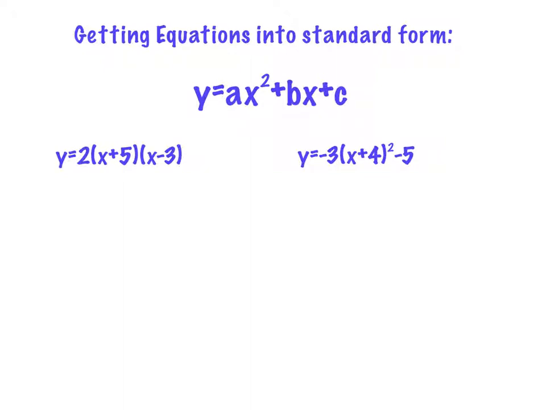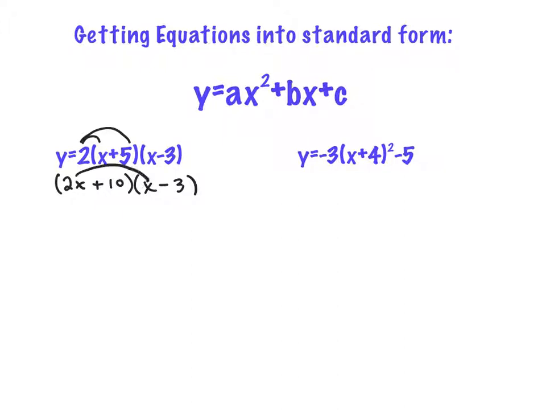First off, when I have factored or intercept form, I want to do something with this coefficient. So I want to go ahead and distribute that into the 2x plus 5. So 2x plus 10 is going to give me that new binomial, and then I'm going to multiply that by x minus 3. And I'm going to show you different methods for doing different parts, so keep that in mind.